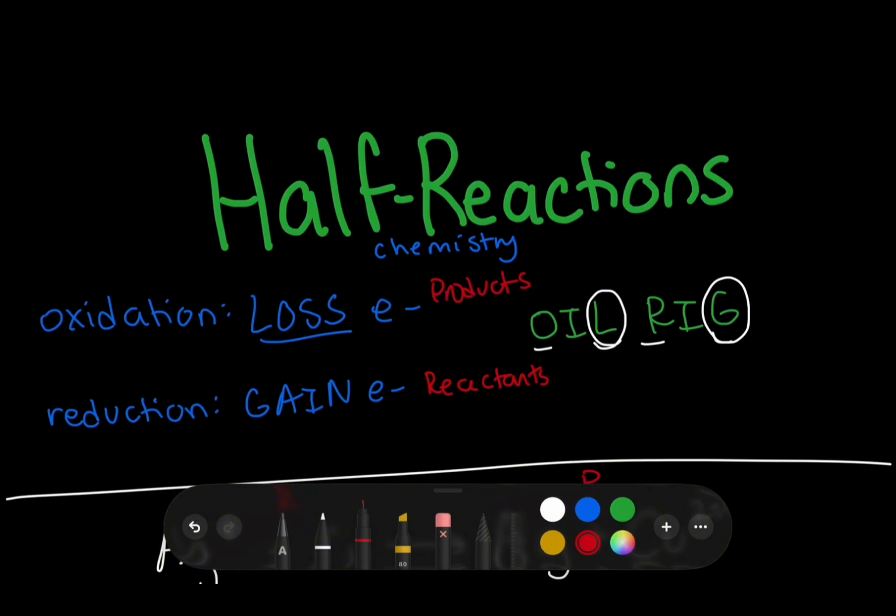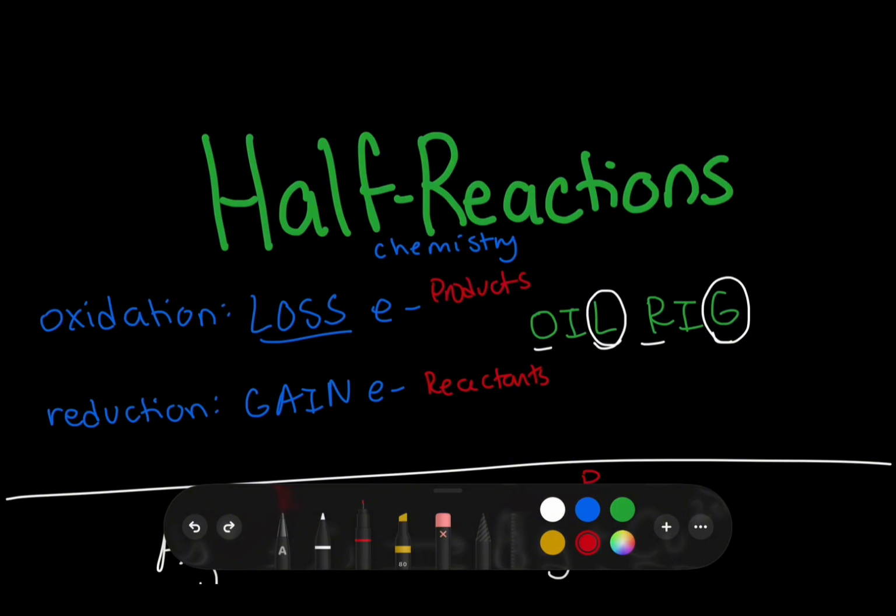Today we're going to be talking about half reactions in chemistry. To start off, half reactions are basically just the individual reactions of either reduction or oxidation. Oxidation, as a recap, involves the loss of electrons. If we look back at our acronym OIL RIG, we can see oxidation involves the loss of electrons and reduction involves the gaining of electrons.